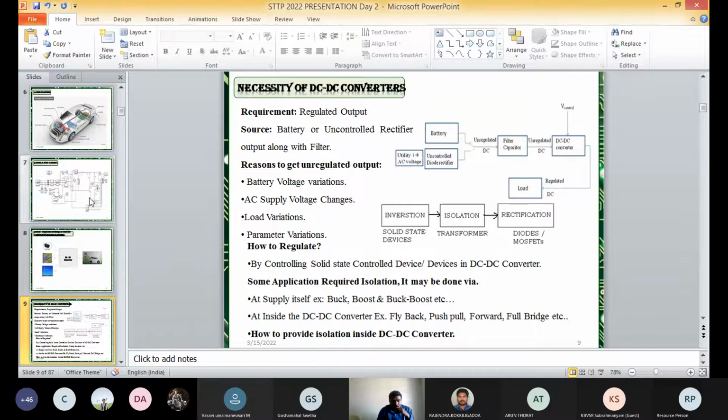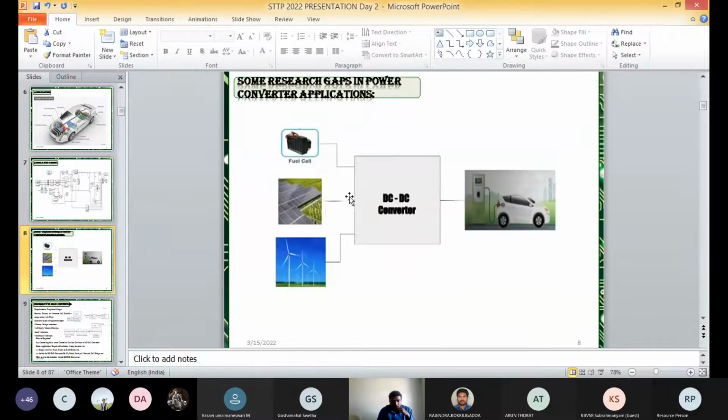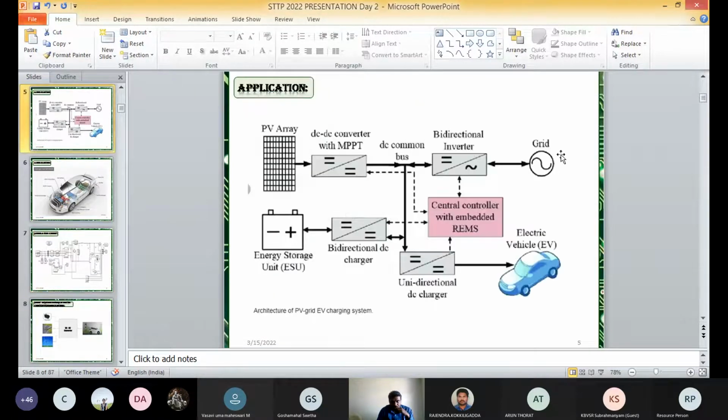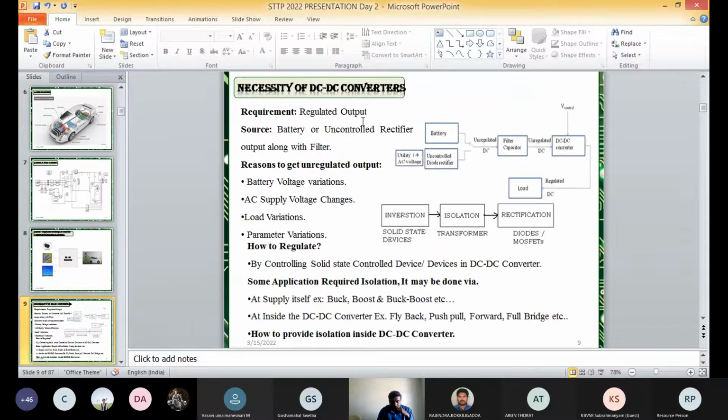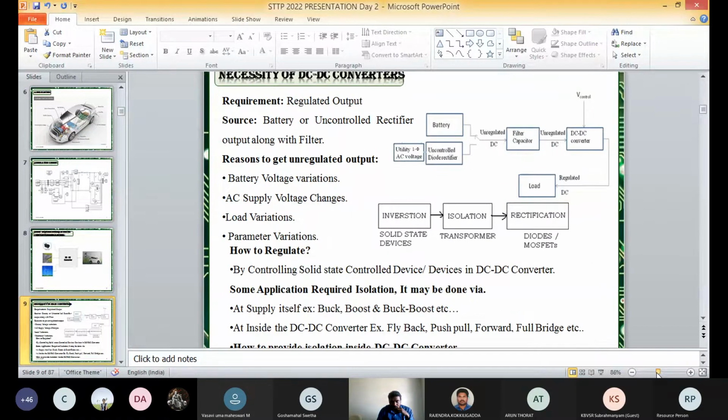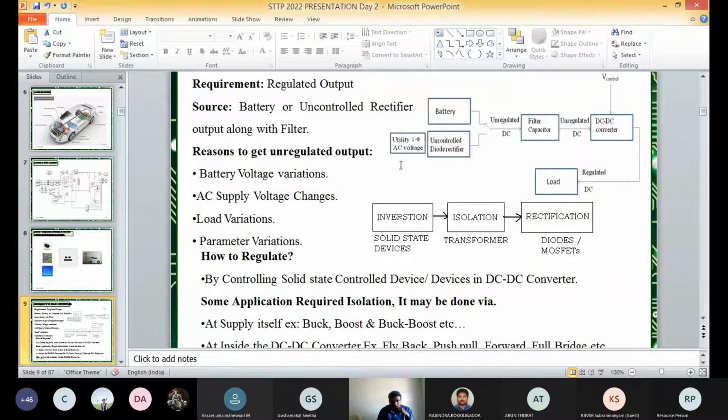What is the main necessity of the DC to DC converter here? As we have seen in the previous cases, whether the source is a renewable energy source or a grid connected system, whatever the source may be, the first thing is that we need to get a regulated DC output from the DC to DC converter. The source may be a battery, or the AC supply through an uncontrolled rectifier converting AC to DC. Whatever the source, we need a regulated DC output.